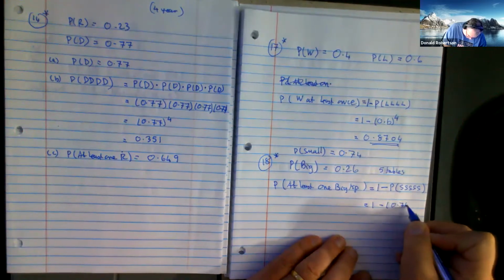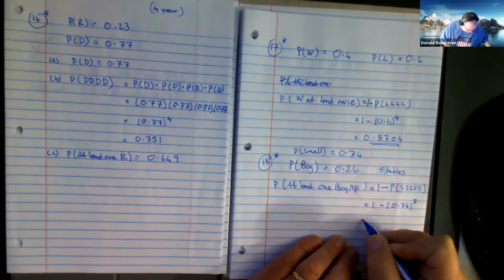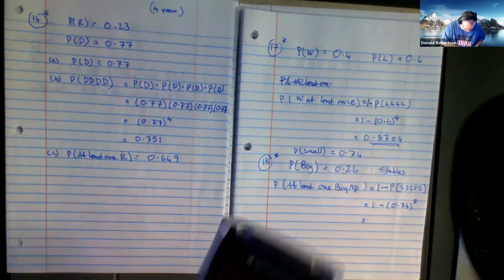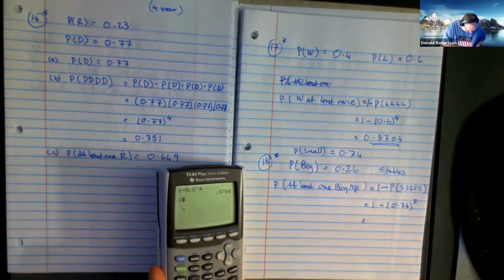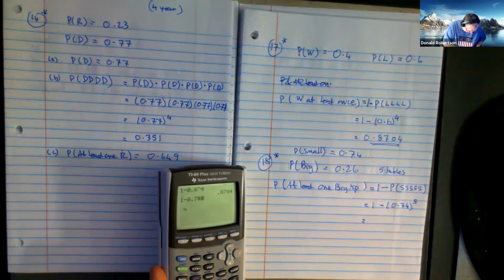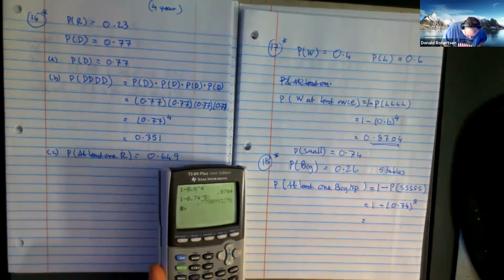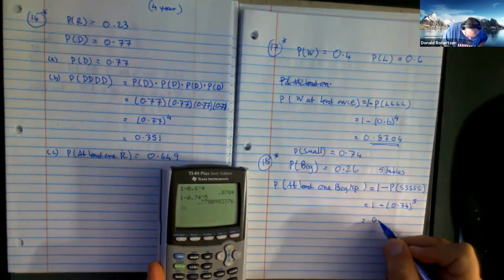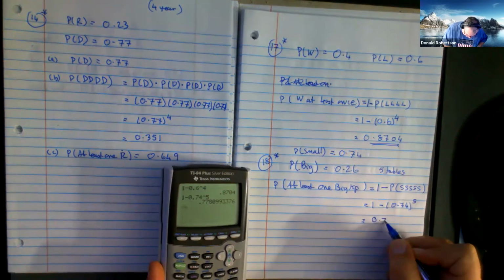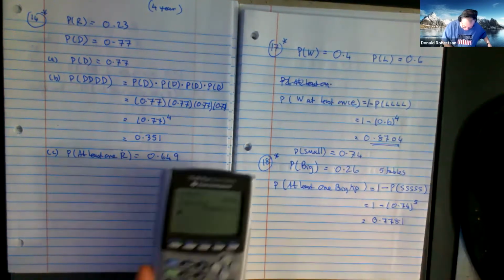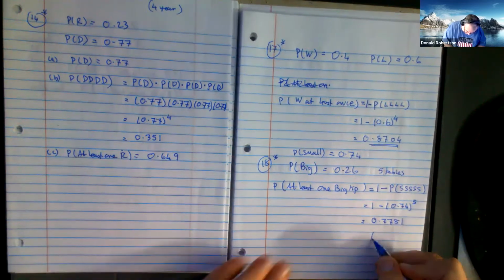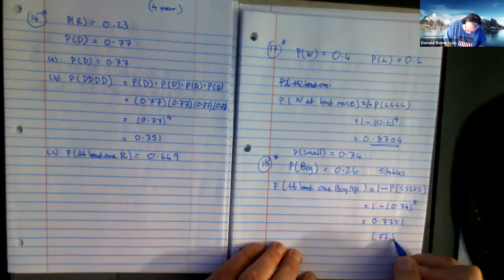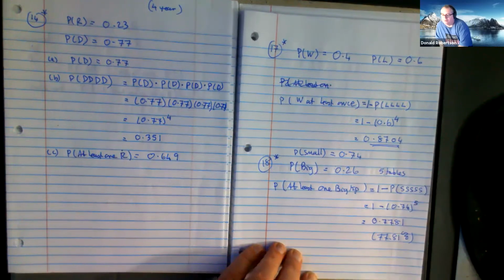1 takeaway 0.74 to the power of 5. And on our calculator then, 1 takeaway 0.74 to the power of 5. We are talking about 4 decimal places. So 0.7781, or as a percentage, about 77.81% if you want to imagine it a little bit better.